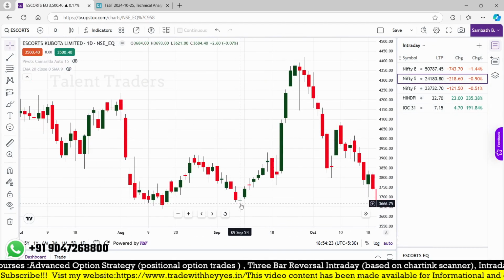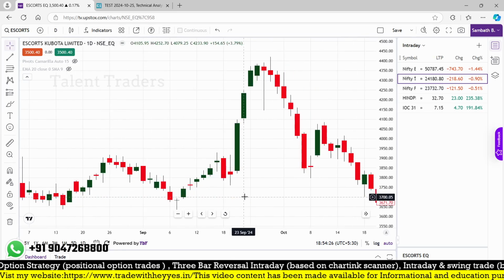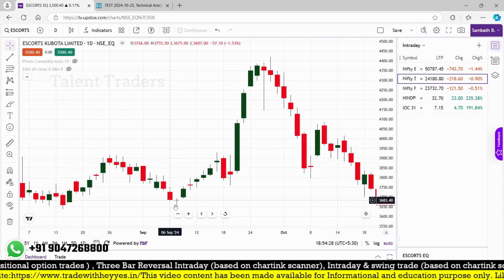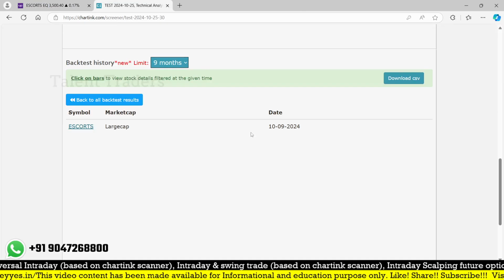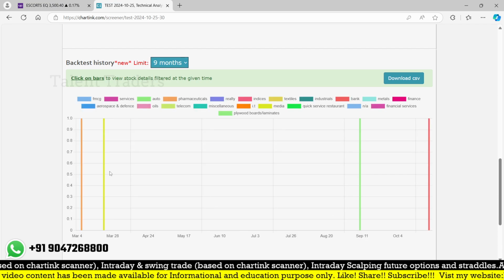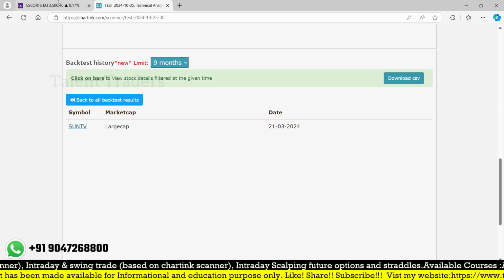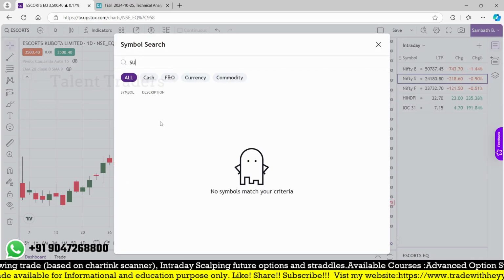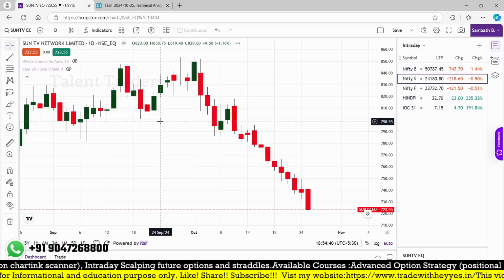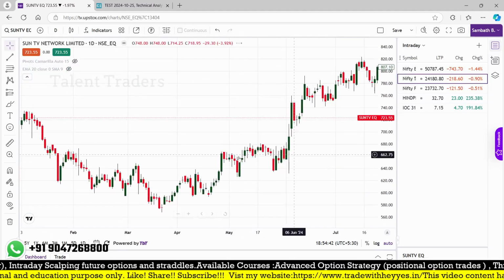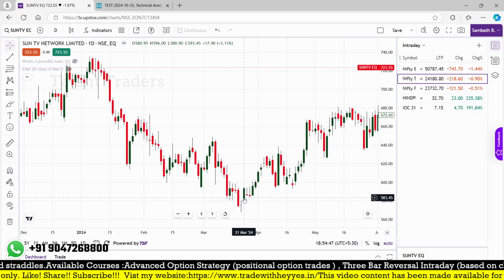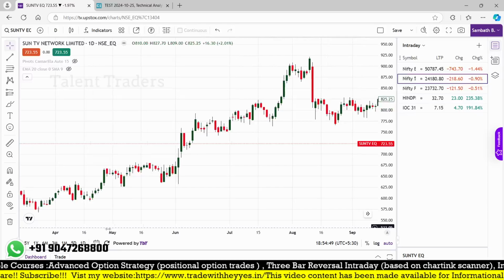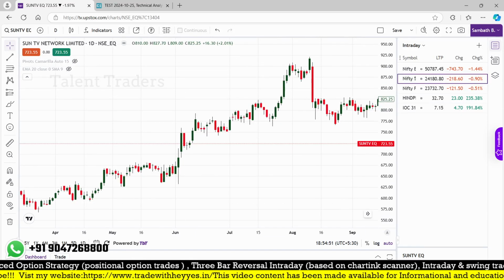Previous day is red, next day is a doji, and the next day is a bullish candle. So possibly a trend reversal after this confirmation, and that will move very well. And what other stocks? Only a few stocks we got. Sun TV on 21.3, Sun TV 21.3. This is the day, 21 March. From there around 594, that should be a swing like that which you can use.